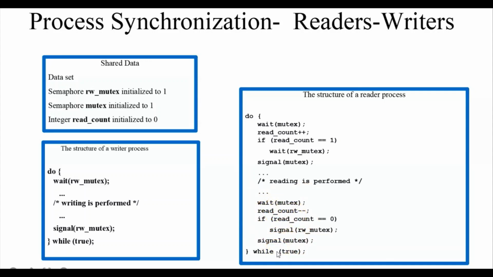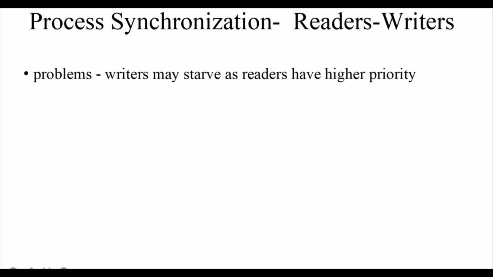So this is the simple and yet interesting code of the reader process. This is called the first reader-writer solution to the problem. The problem with this approach is that it gives more priority to the reader process, due to which the writers may have to starve. So this is the only drawback of this solution. So that's it, the first reader-writer problem. Thank you.